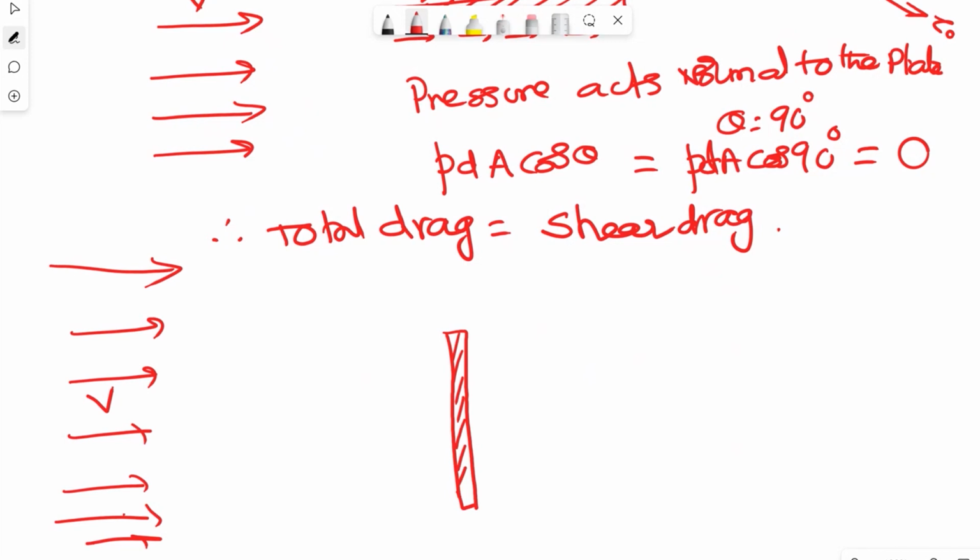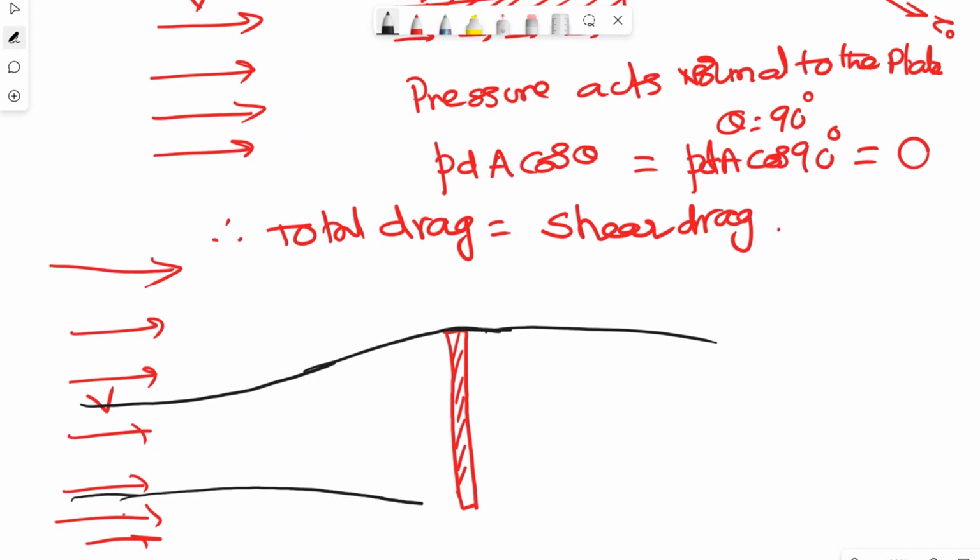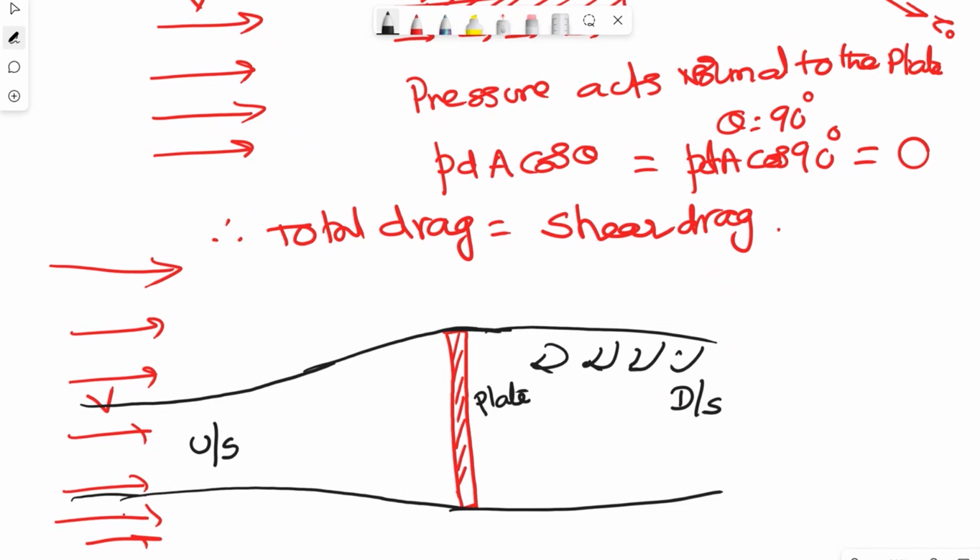The velocity v. How the flow takes place, if I draw the flow lines, this is how the flow lines look. So this is the plate. This is upstream. This is downstream. If you see, there is a pressure difference between upstream and downstream that results in basically the resistance here.